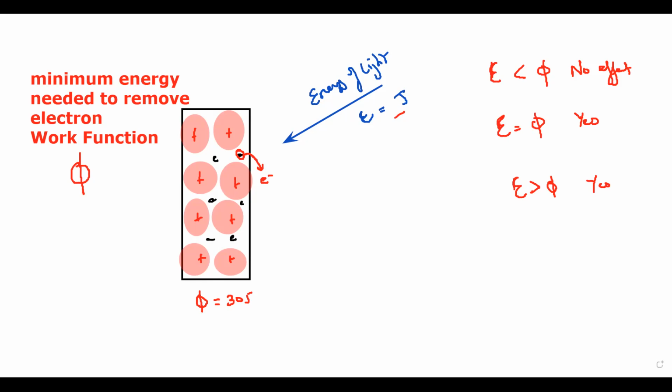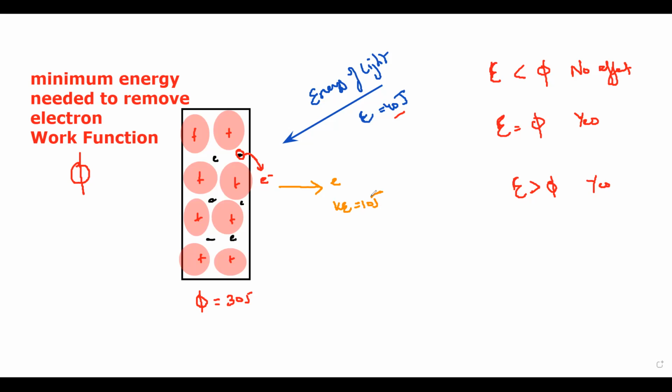For example, the energy of the incident light is 40 joules. When this light falls on the metal, the electron will absorb 30 joules, which it uses to come out. And what happens to the remaining 10 joules? The electron will use it as kinetic energy, because the electron needs some energy to move as well. If the electron needs energy to move, where will it get it from? It will get it from the incident light.